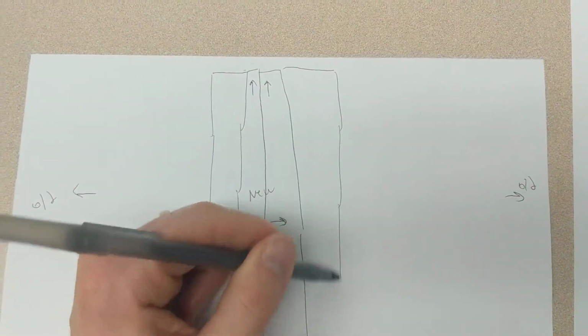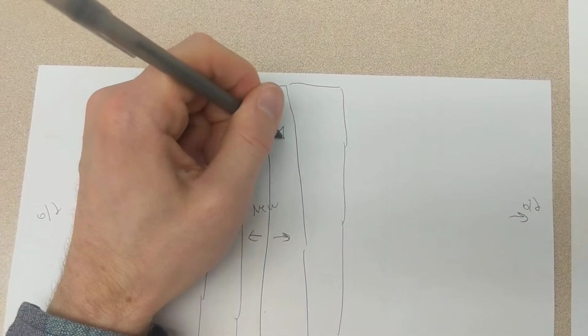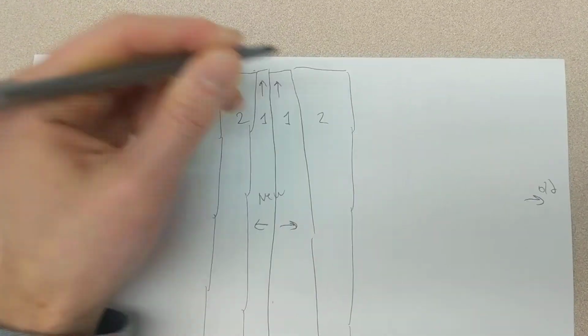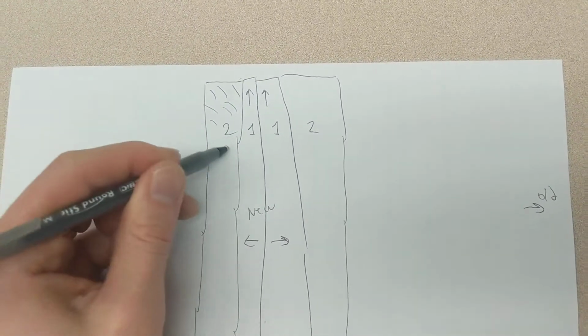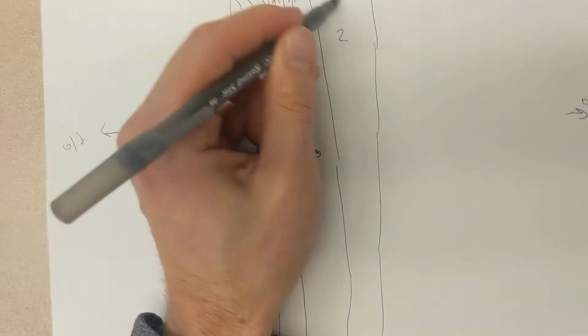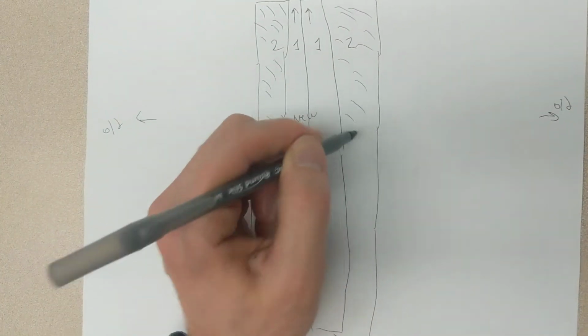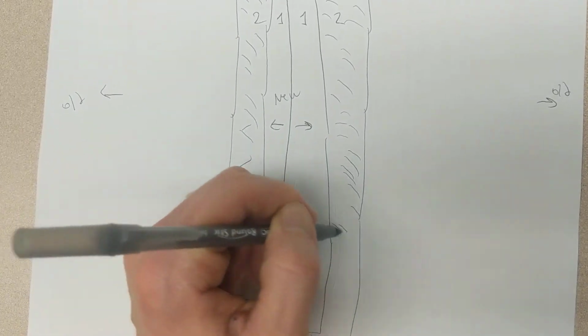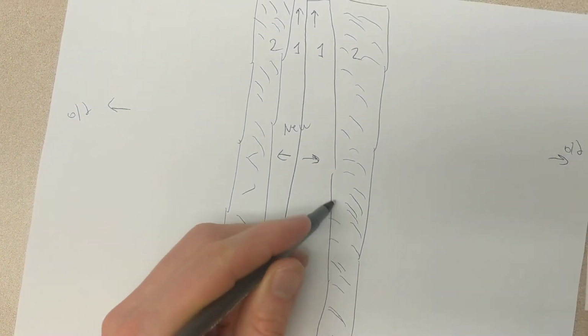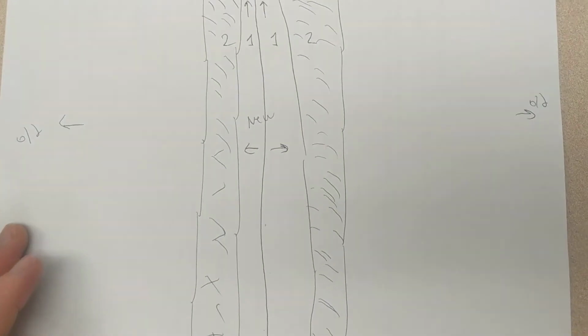So let's call this 1, and these are 2s, right? And I'm going to dash the 2s so that you can understand that they're different. Sorry, this is tough to do. I should have got a third hand in here to help me out. Okay, so you can see the 1s and the 2s are different, right?